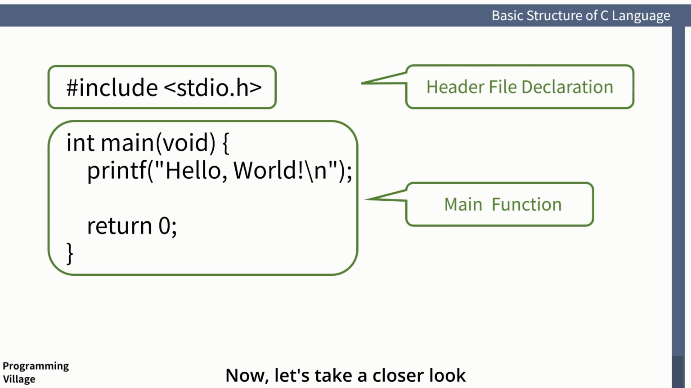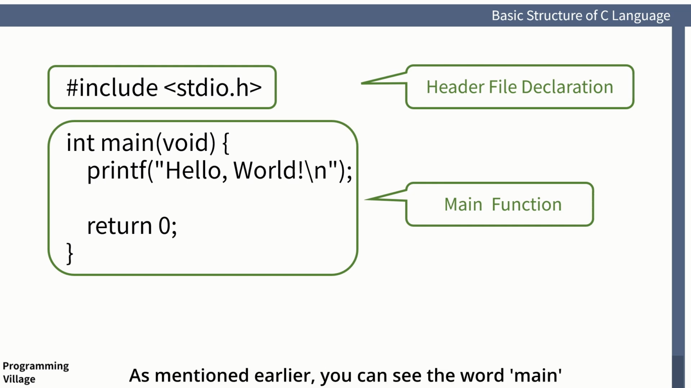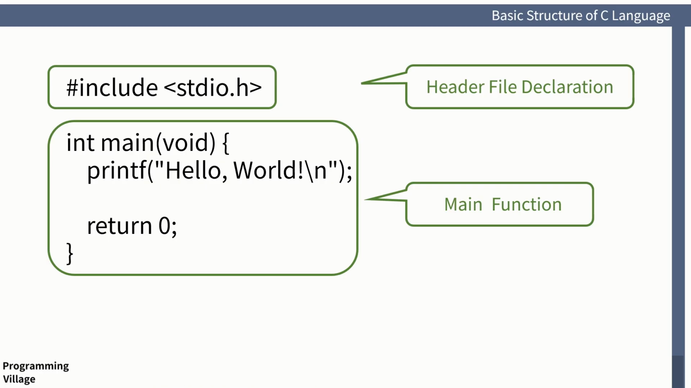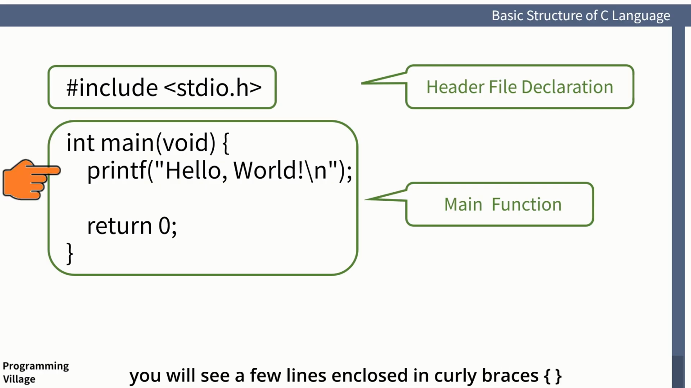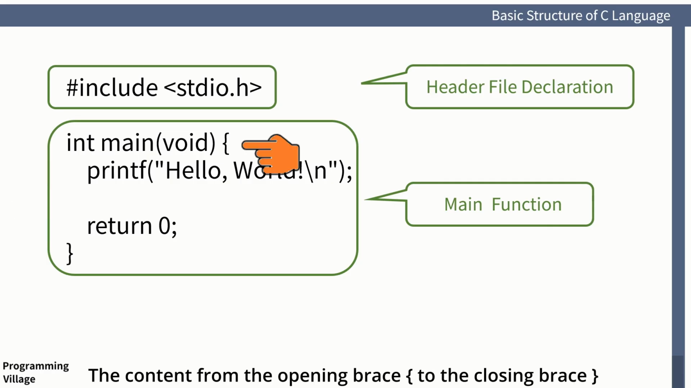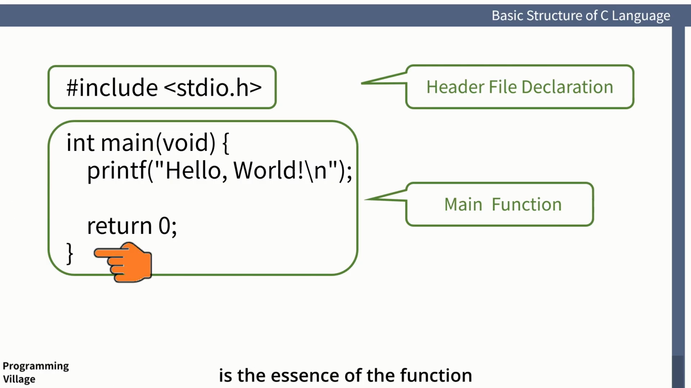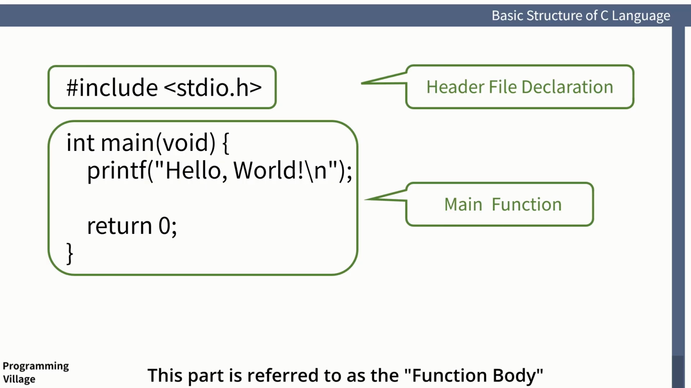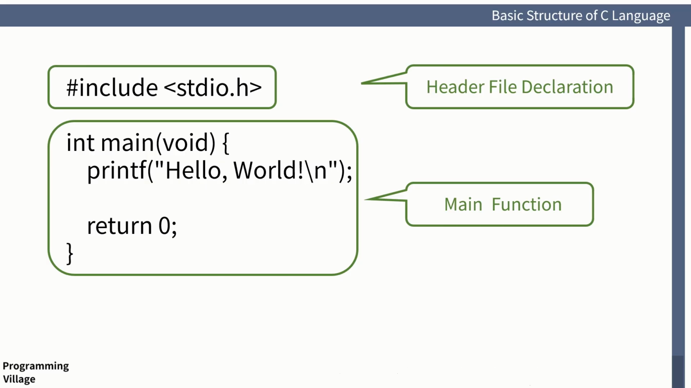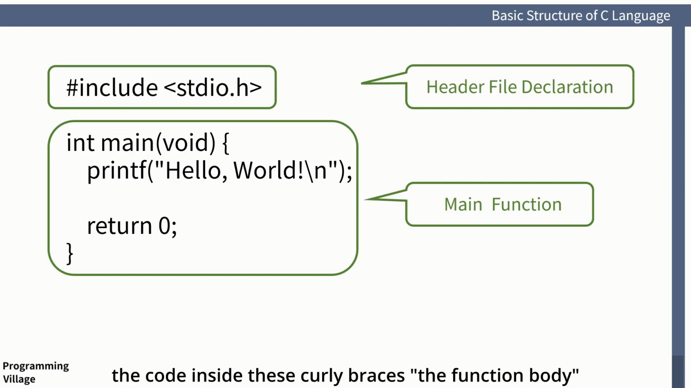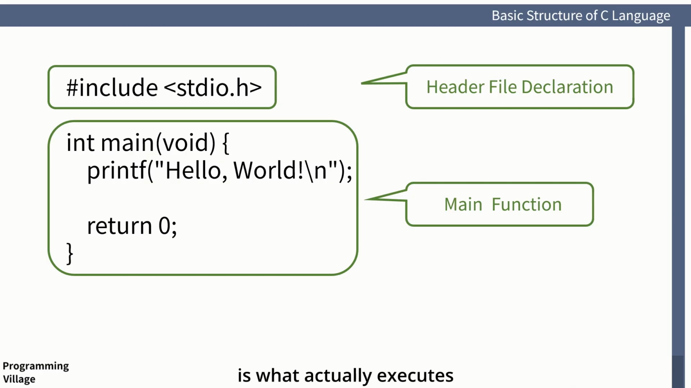Now, let's take a closer look at what the main function looks like. As mentioned earlier, you can see the word main. Next to main, there are parentheses. And below them, you will see a few lines enclosed in curly braces. The content from the opening brace to the closing brace is the essence of the function. This part is referred to as the function body. When the program runs, the code inside these curly braces, the function body, is what actually executes.